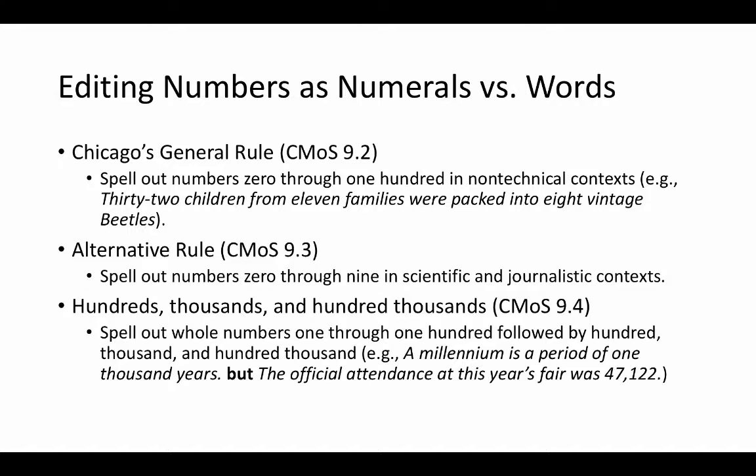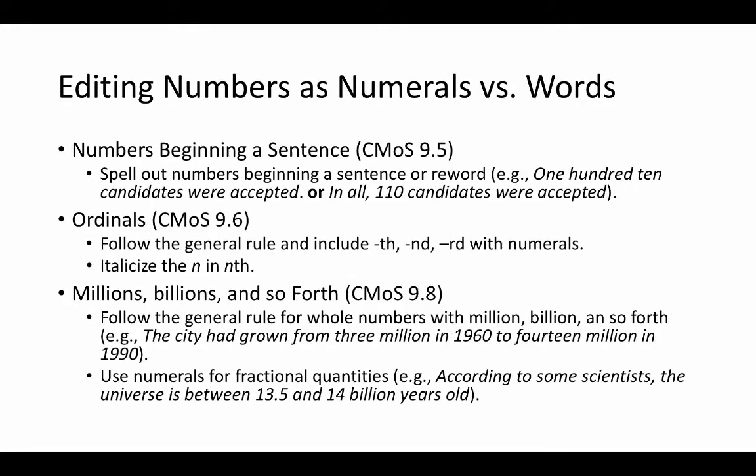So for hundreds, thousands, 100,000s, spell them out, 1 through 100 followed by hundred, thousand, and 100,000. So a millennium is a period of 1,000 years. But when you're being very precise, for example, 47,122, it makes more sense to use the number. Basically, never start a sentence with a numeral. Always spell it out, or you can reword it. So 110, or in all, 110, and in that case, use the numeral.